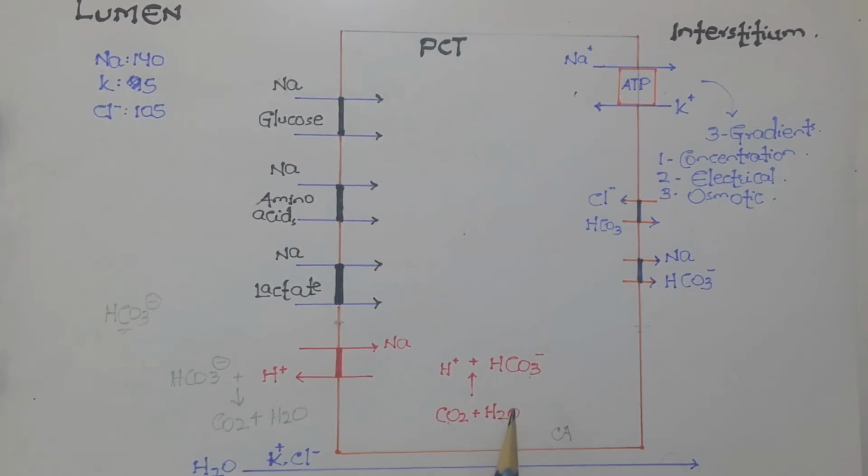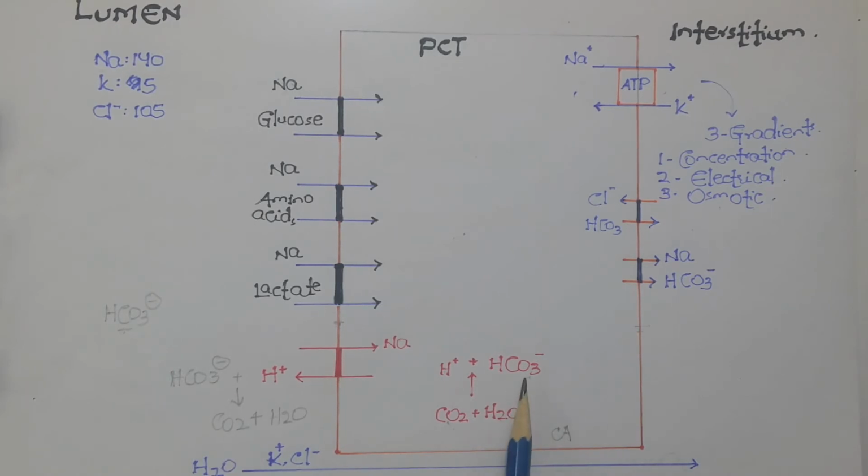The carbonic acid dissociates into bicarbonate ions and hydrogen ions. The hydrogen ions thus formed are transported into the tubular lumen through the sodium-hydrogen countertransporter, where the hydrogen ions combine with the filtered bicarbonate to make water and carbon dioxide.